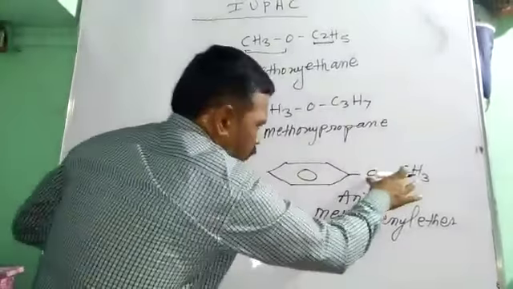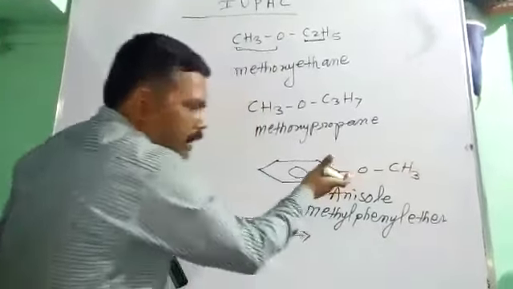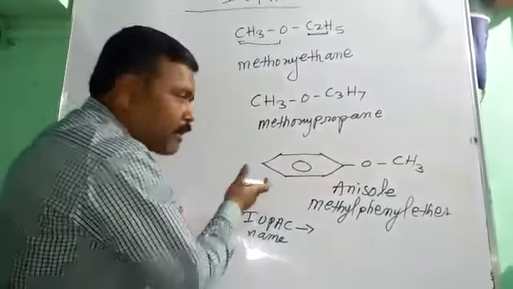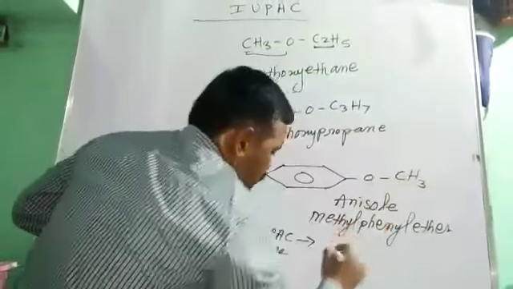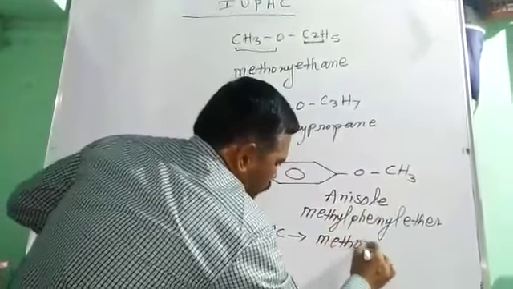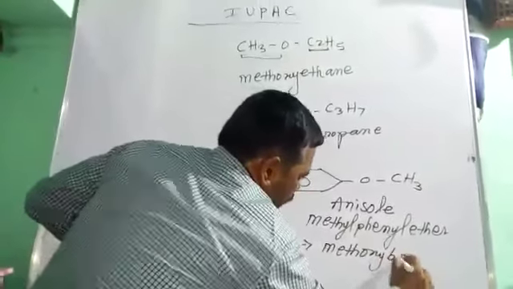This should be considered as alkoxy, and this aromatic ring as a parent compound. So the parent compound is this aromatic ring, benzene, and now this is methoxy. So the IUPAC name of this compound is methoxybenzene.